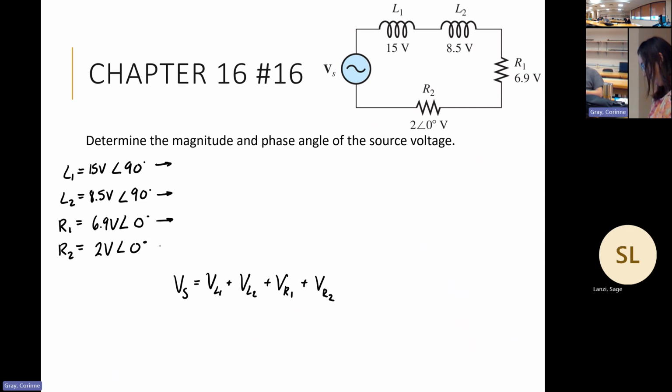So if we're doing those for the resistors, are they in the real or imaginary direction? Real. Okay, so we'll just have 6.9 and 2. That means the inductors should be in the imaginary direction, positive or negative. So it's positive 90 degrees, positive j. So we'll have plus j15 and plus j8.5.